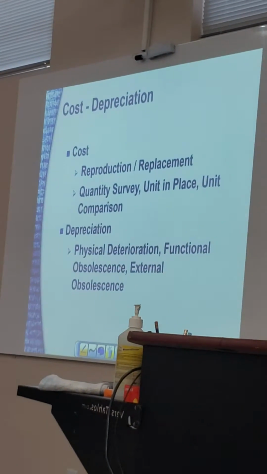The easiest method is called the unit in place or square foot comparison method, which you did hopefully on Friday, taking the square feet times the cost to reproduce, and that would be the reproduction or replacement cost. Then buildings lose value through depreciation. There are three types of depreciation that the building loses its value over time. The first of the three is called physical deterioration, the wear and tear of the building, or physical depreciation. Building loses value through being exposed to the elements over time.